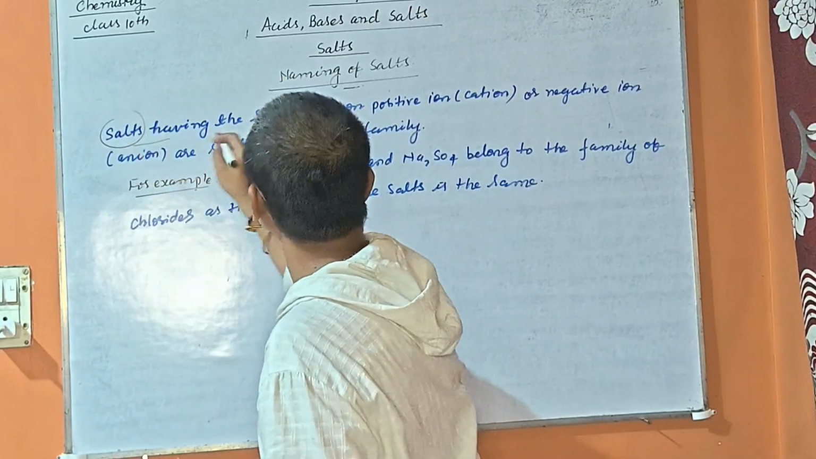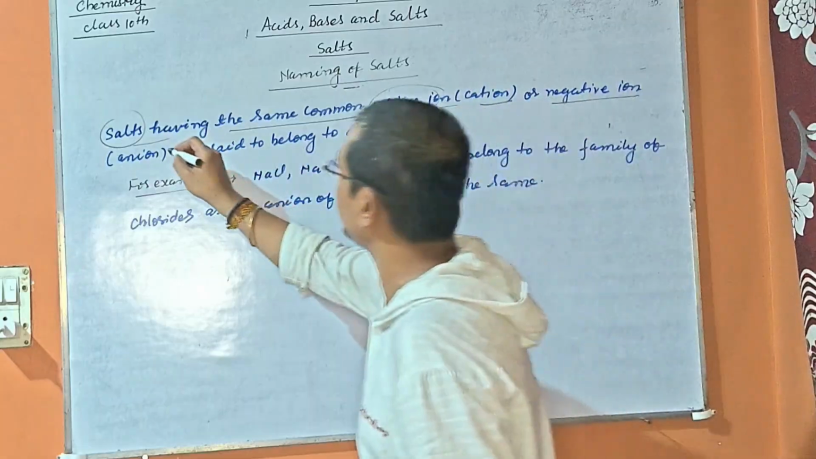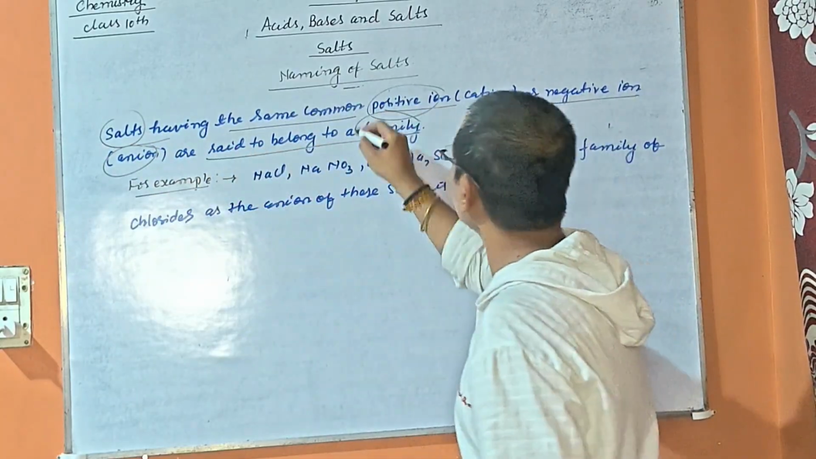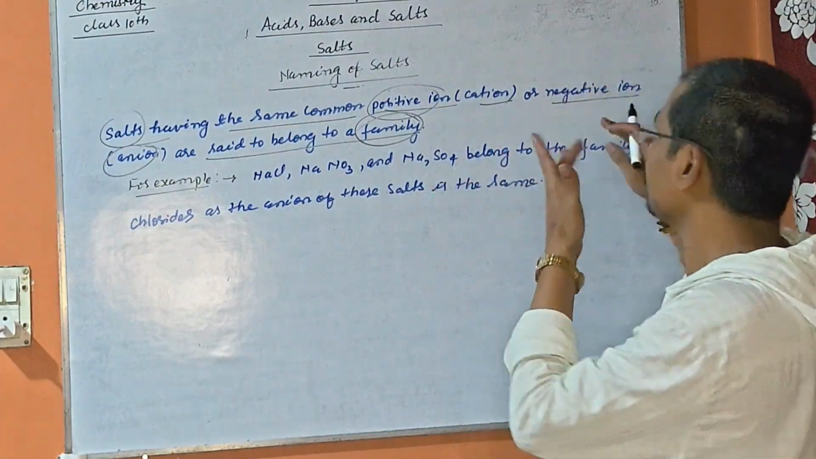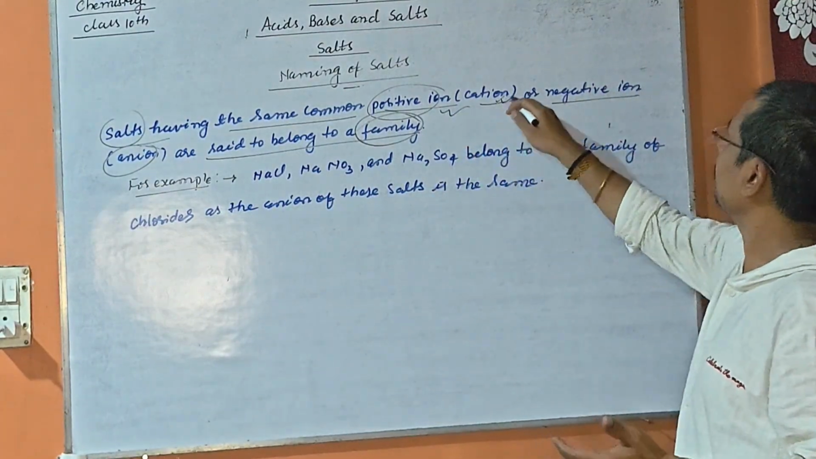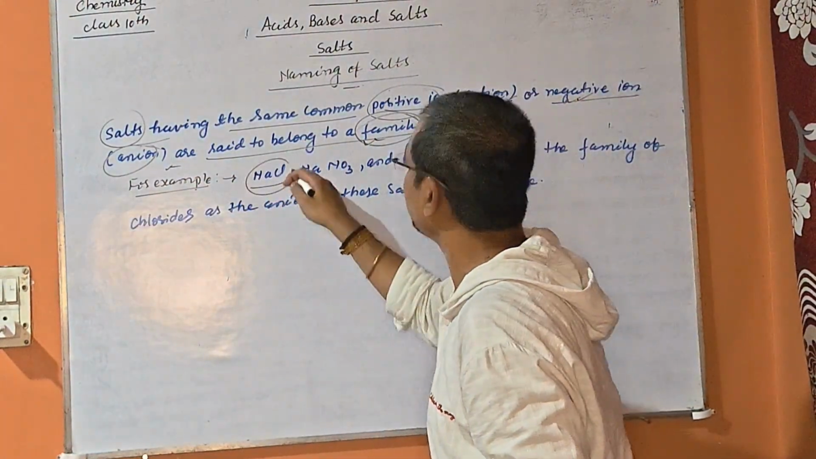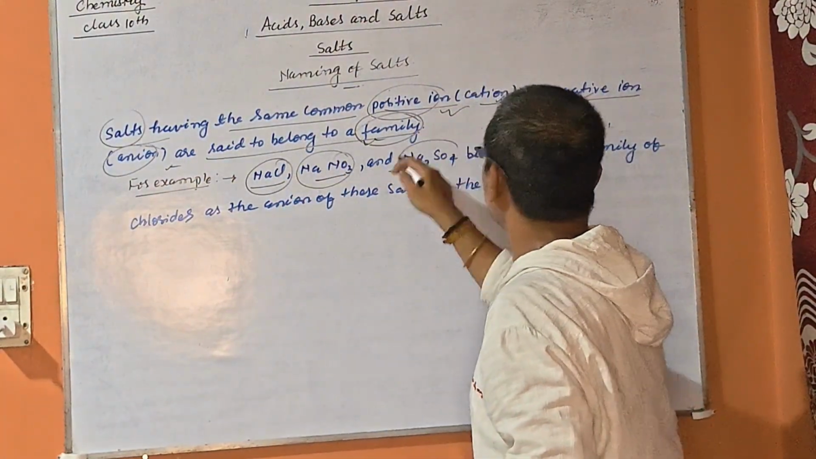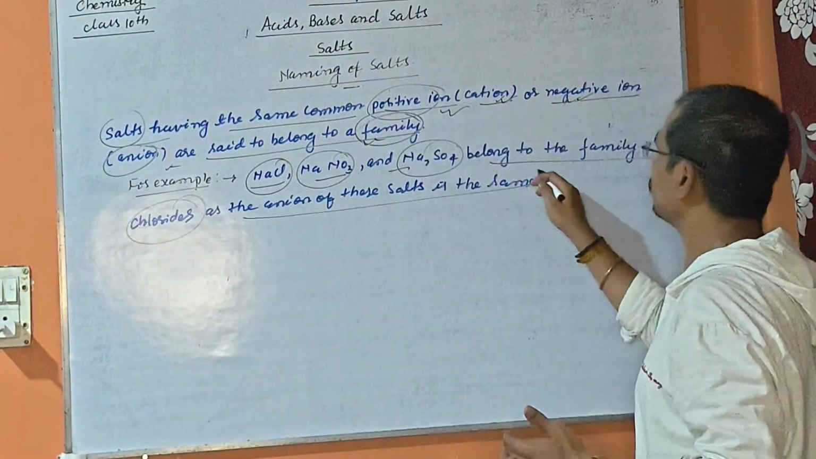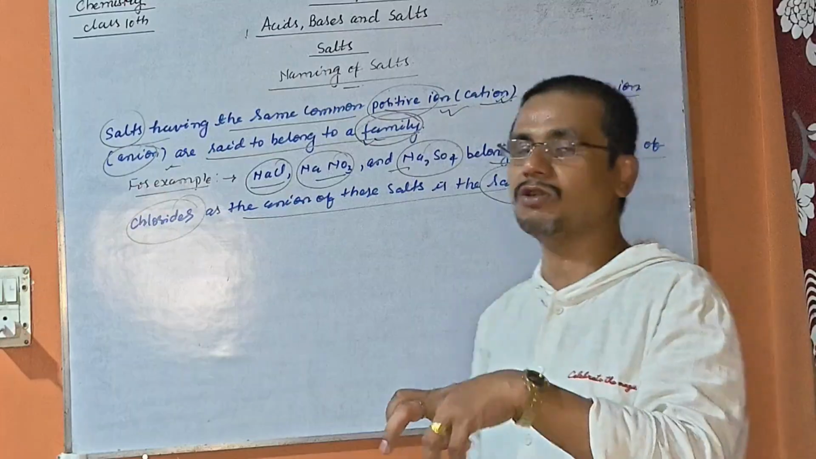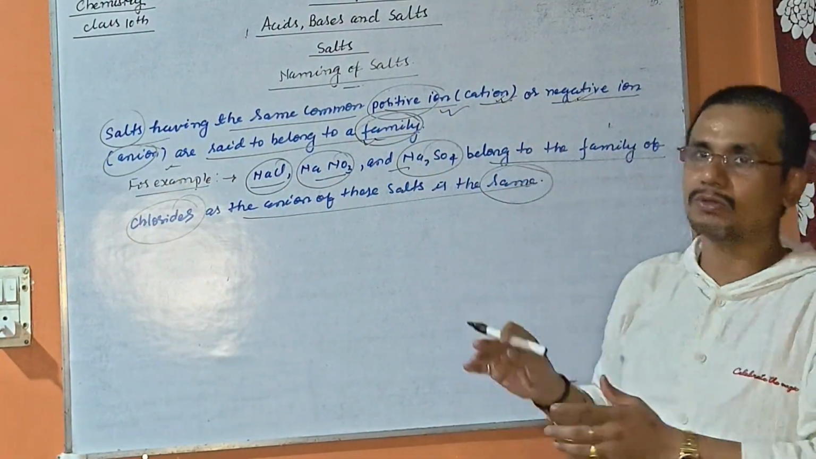Salts having the same common positive ion, that is cation, or negative ion, that is anion, are said to belong to a family. For example, NaCl, NaNO3 and Na2SO4 belong to the same family as they share the same ion. So these are the things you have to understand.